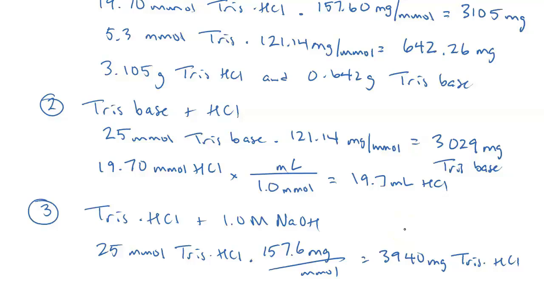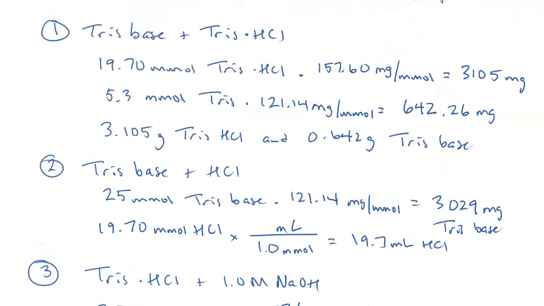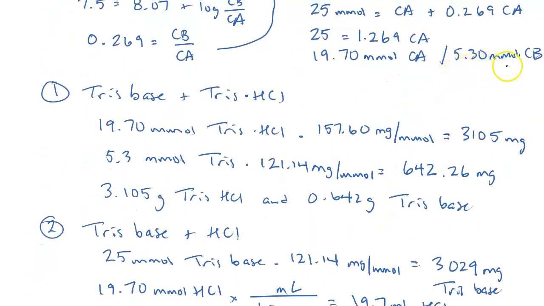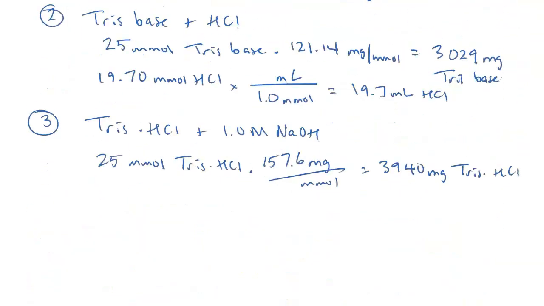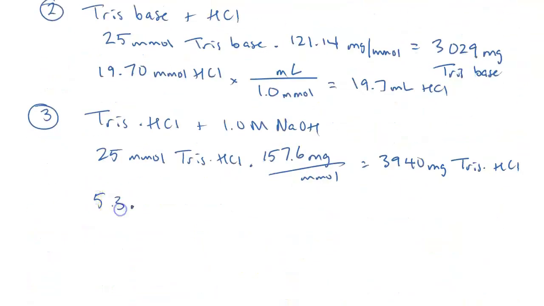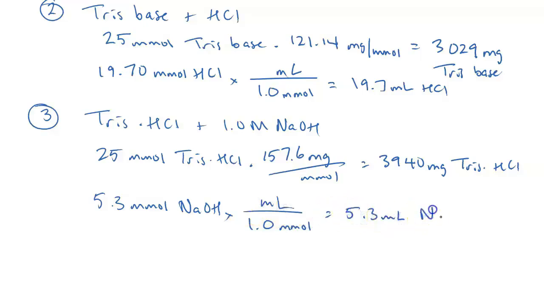And then we need to convert a certain amount of that over into the conjugate base. What's the certain amount? 5.3 millimoles. So we need 5.3 millimoles of sodium hydroxide. And that was also a 1 molar solution, so 1.0 moles per liter, or millimoles per milliliter, and you need 5.3 milliliters of your 1 molar sodium hydroxide.